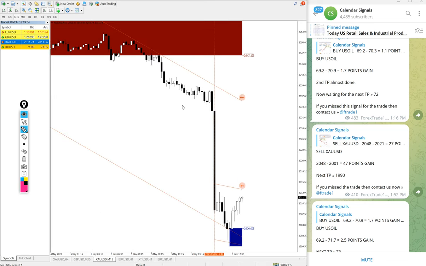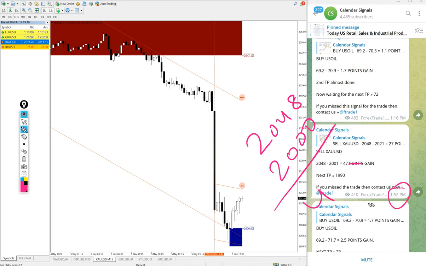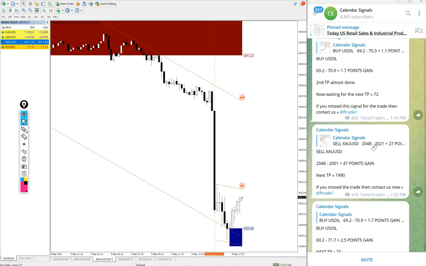Here is the gold chart. We gave sell gold today, sell XAUUSD. Entry at 2048 and low traded 2000. 48 points. We updated 47 points at 1:57 pm GMT, after that it went further 1 point down. 48 points gain, huge profit. You see the signal given message here.